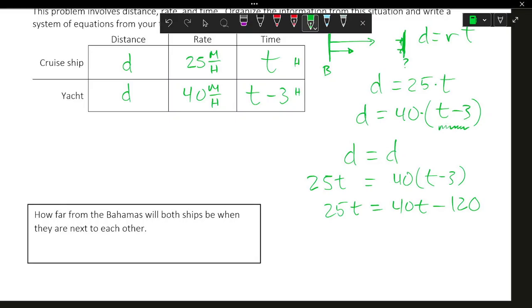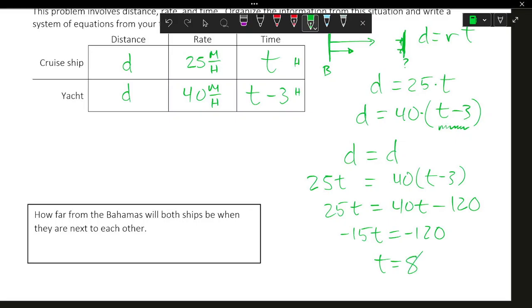Yes, I'm picking up a calculator and I'm literally subtracting 40 from both sides. 25t minus 40t gives me negative 15t. So I've got negative 15t is negative 120. And if I divide the negative 120 by the negative 15, I get the number 8. So I get that t is 8.